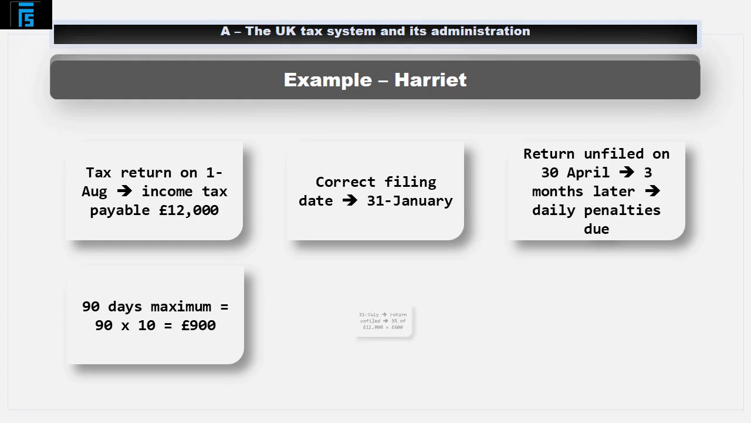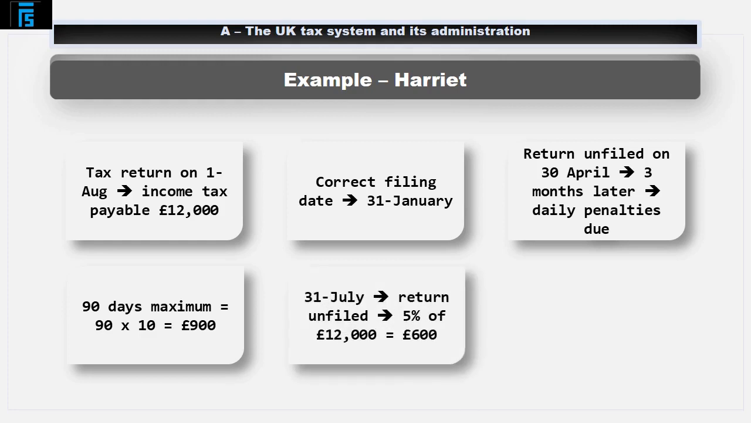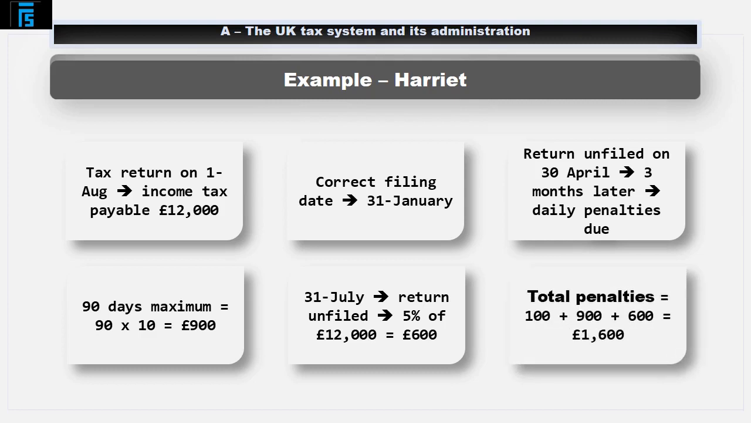At the 31st of July, another penalty will be charged, based on 5% of the tax liability for the year, or £300 if that's greater. 5% of £12,000 is £600. The total penalties for late filing would be £1,600, being £100 plus £900 plus £600.